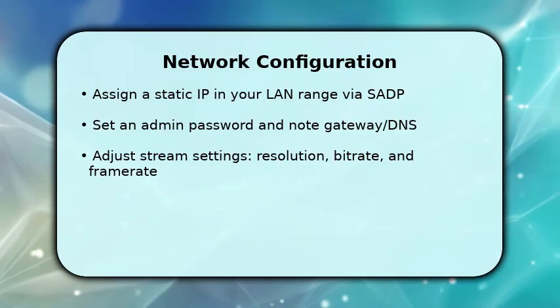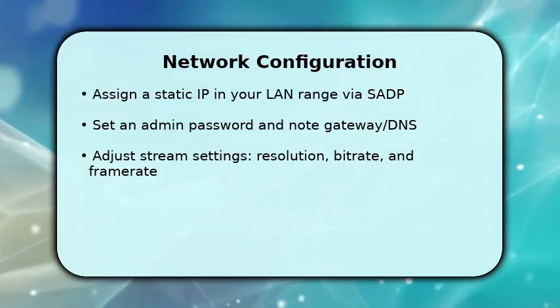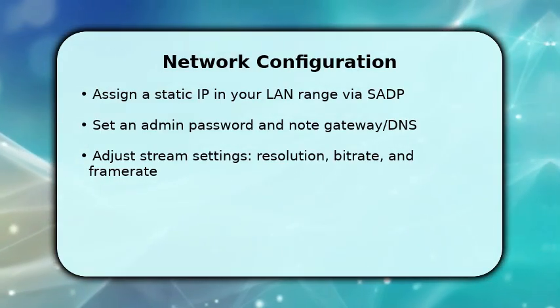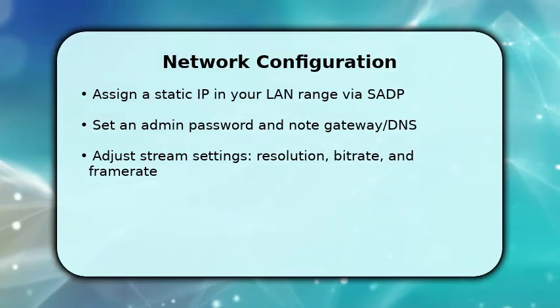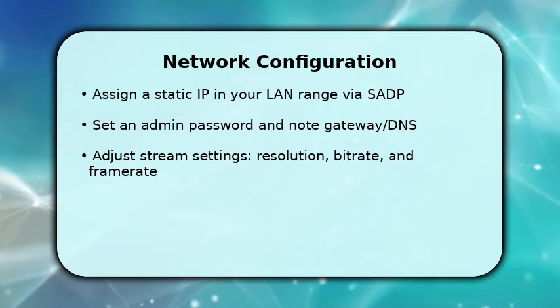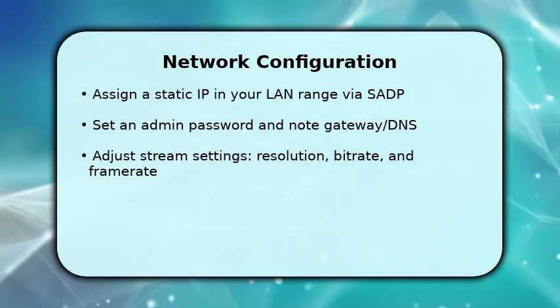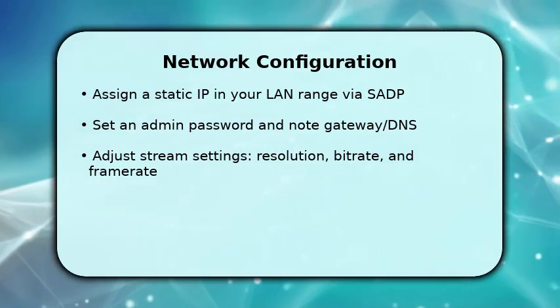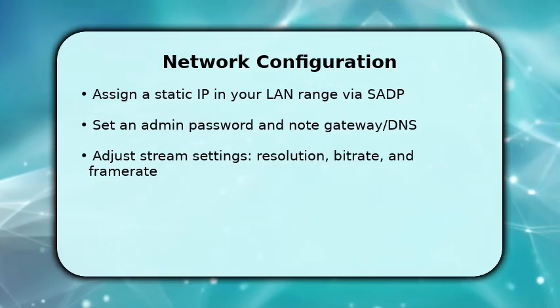Now you'll configure networking and access. In SAP, select the device, change the IP to a static address matching your LAN, and set gateway and DNS to your router. Create a strong admin password and confirm it. This secures the camera. Next, log into the web interface or NVR, go to video settings and choose resolution, frame rate, and bitrate. Higher quality needs more bandwidth.